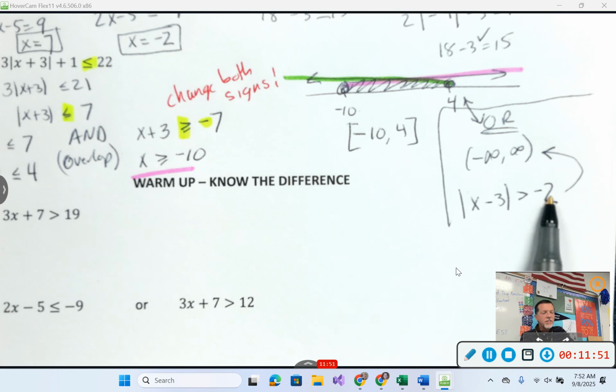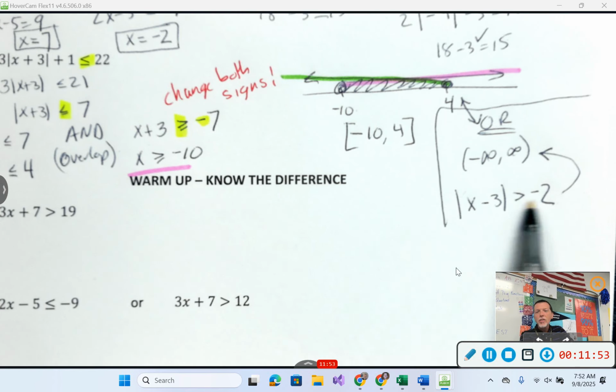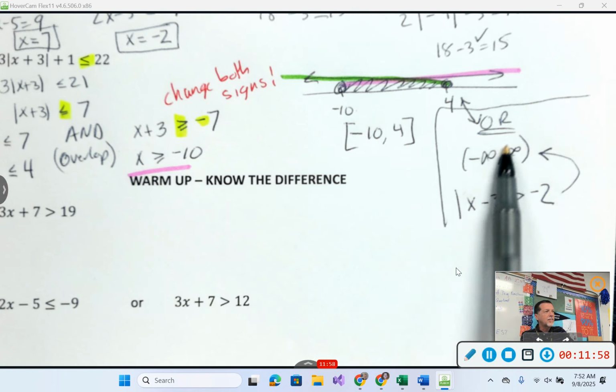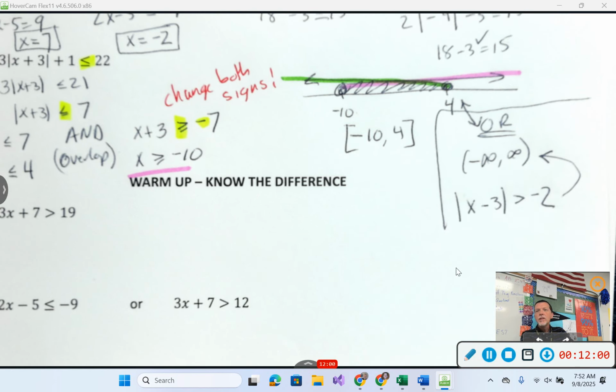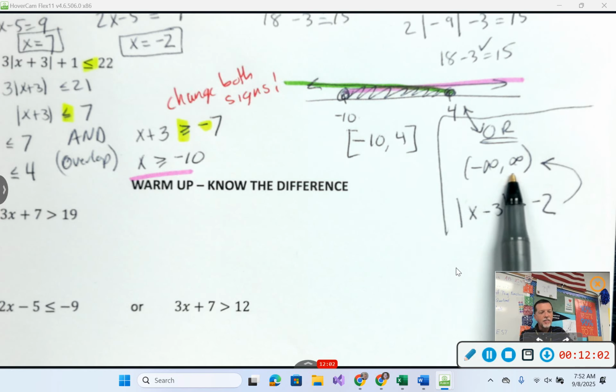So don't just see the negatives and be like, oh, that doesn't work. Like, no, think through what's happening. A positive number greater than negative 2? Yeah, that's always true. So sometimes you can catch the crazy cases before you even get to the graphing stage.